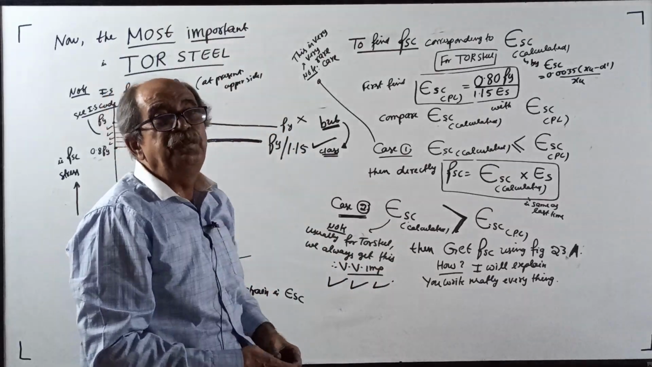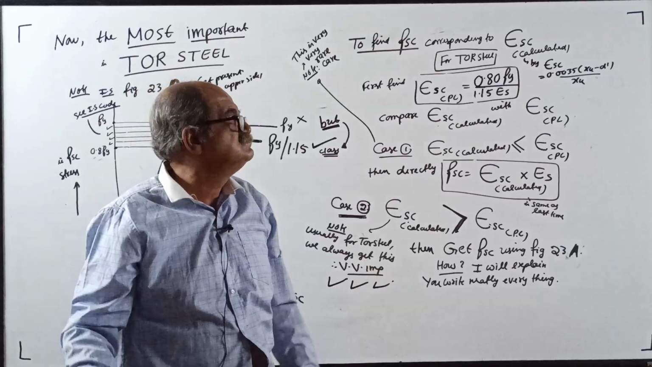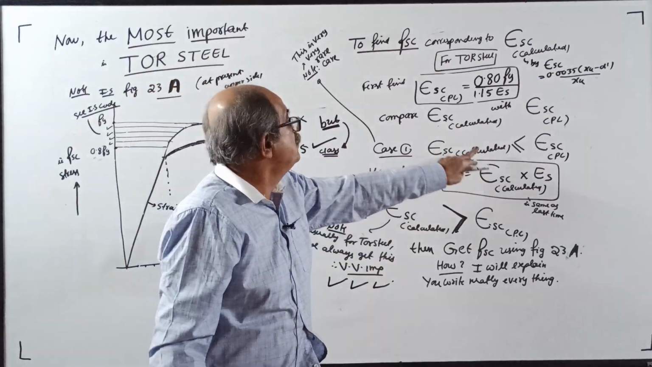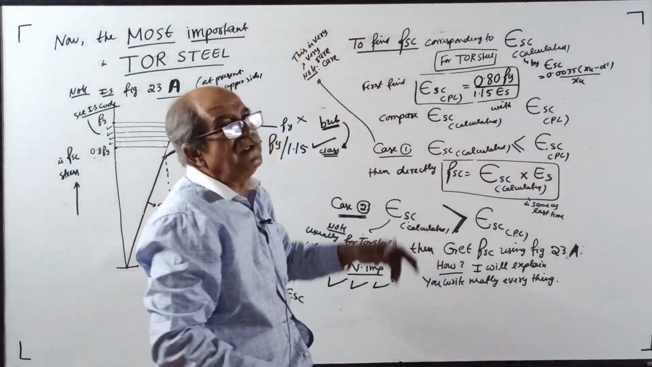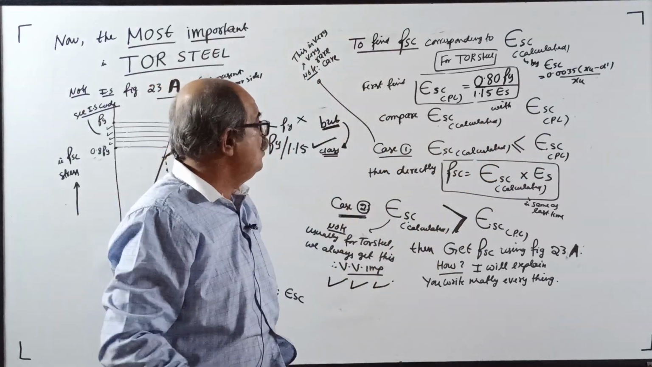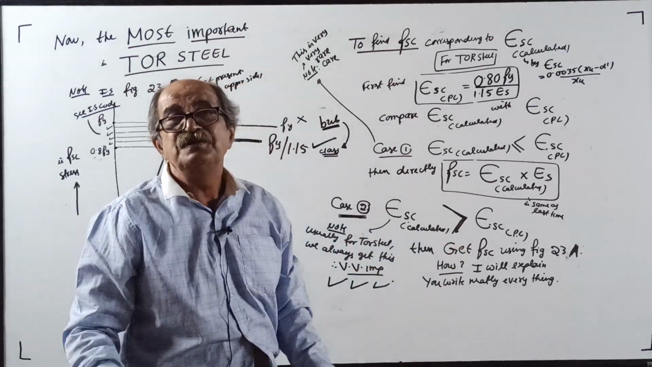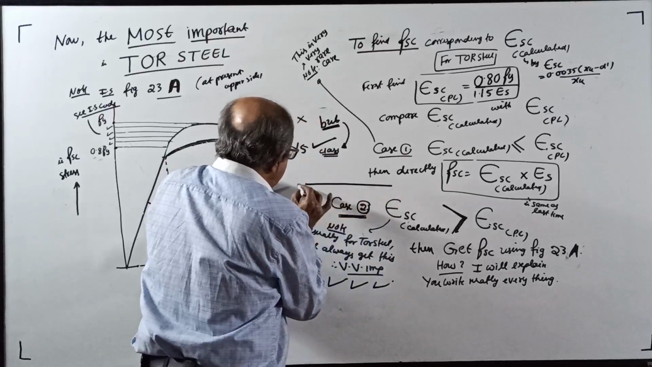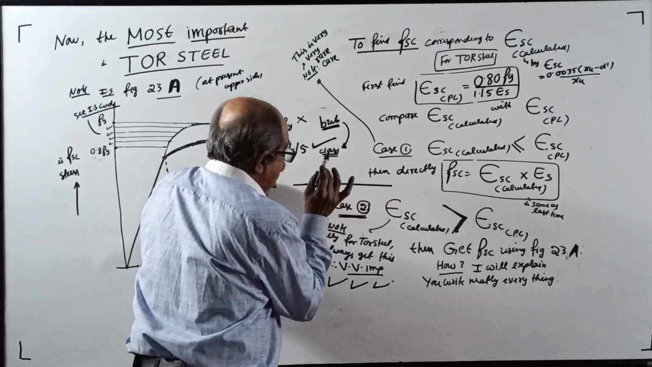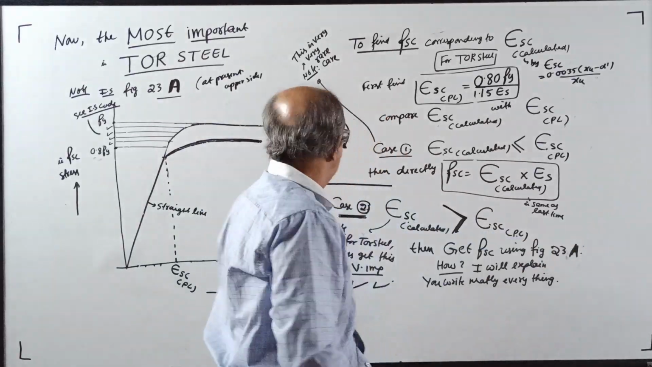So from your complete subject point of view, mild steel is first of all not required. This will never come, epsilon SC calculated less than epsilon SC PL. It never came in my class so far. Some will ask why not tell only one concept. No, systematic. So this class really starts from here. Okay. Then get the FSC using figure 23A.